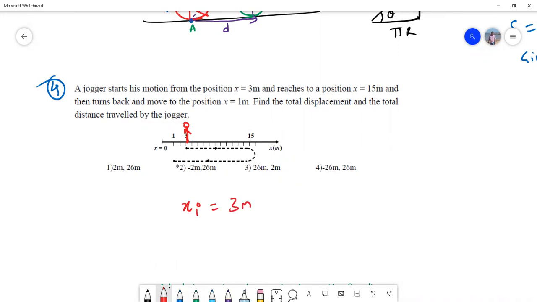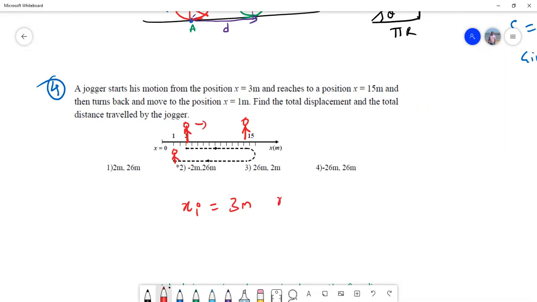Then what is said? He reaches the position x equal to 15 meters. So again, he just came back. He walked to the position 15 meters, and then turns back and moves to the position x equal to 1 meter. Now finally, where did he stop? He stopped at this point. He went from 3 to 15, then again from 15 to 1 meter he came back.